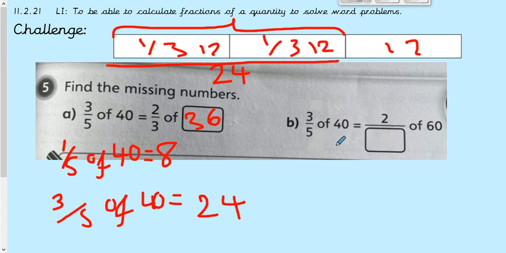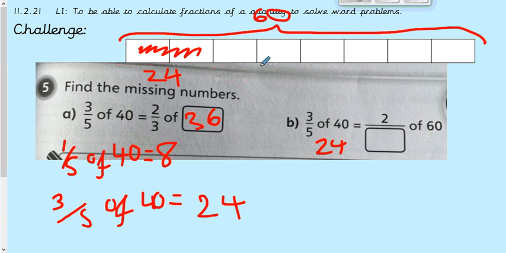Let's have a look at this one. 3/5 of 40. So we already know that that is 24. And then we need to work out that is 2 something of 60. Okay, so what I've done again is drawn a fraction strip to help show it. Because I don't actually know what the denominator is, I've just made quite a big one, but it's probably not going to be this as the denominator. I've done 1, 2, 3, 4, 5, 6, 7, 8. It's probably not going to be 8, but I've just drawn that because we don't know.